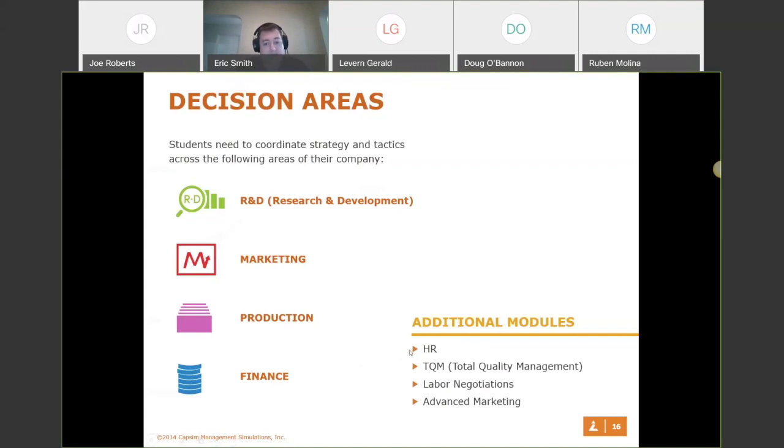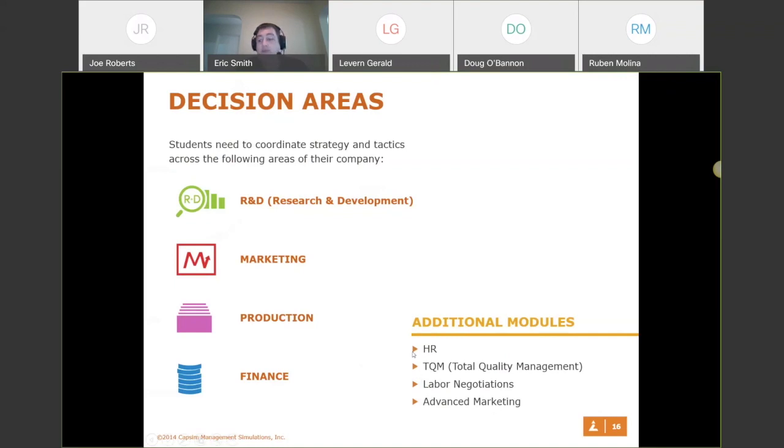At different points in the game, so in round two, the human resources module will turn on. In round four, the total quality management department will turn on. Plenty of information about both of these in the online guide and in the team member guide for students.